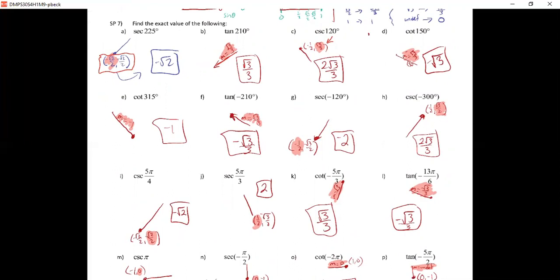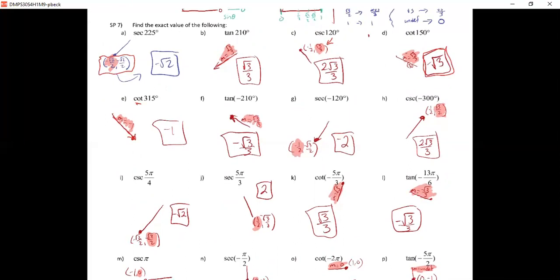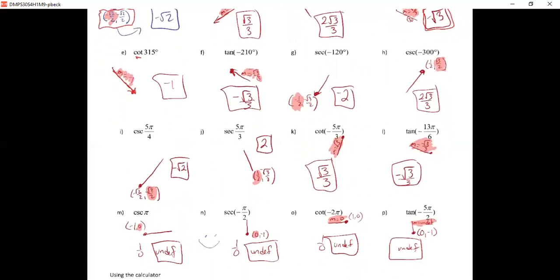Cotangent 150, so I take a look at the slope at 150 degrees. That slope at 150 degrees is negative square root of 3 over 3, and then reciprocate it. 315 degrees, because it's cotangent, I want the reciprocal of the slope. The reciprocal of negative 1 is negative 1. And you can see here that I'm doing the exact same thing over and over again. What's the coordinate? What's the slope? Once we know the coordinate, once we know the slope, we can either take the x value, the y value, the slope, or the reciprocal of any of those values. And that's how I get everything else that's listed here.